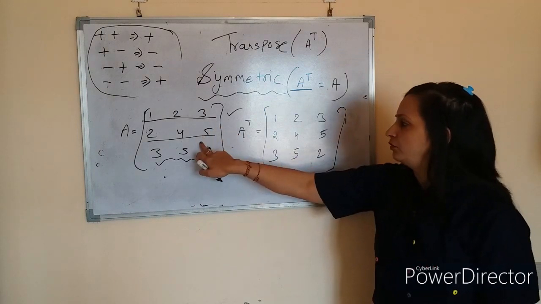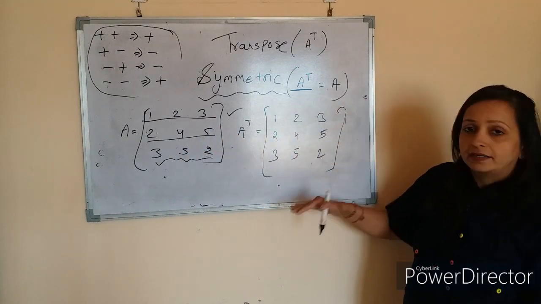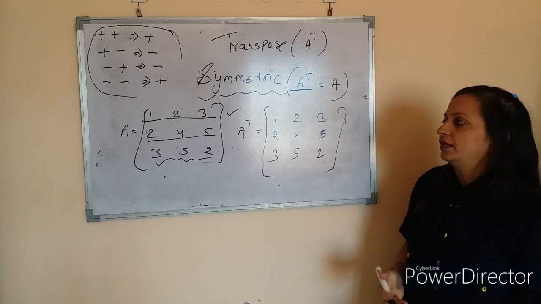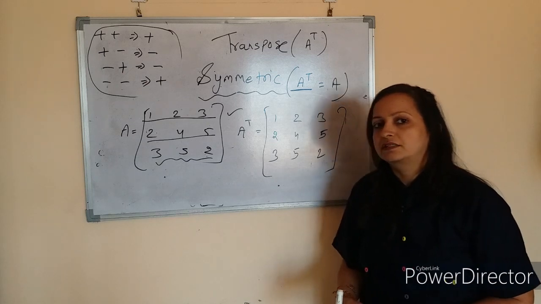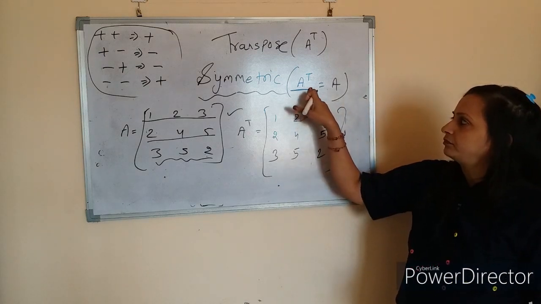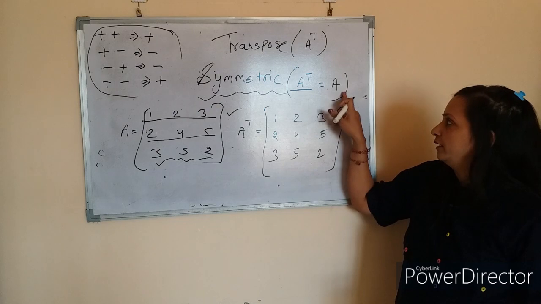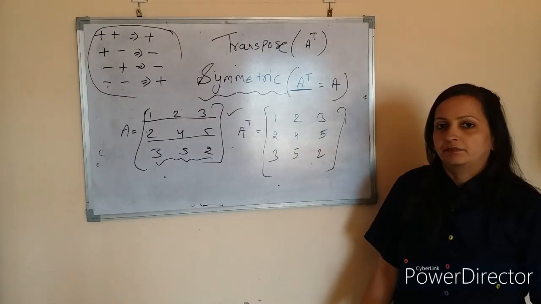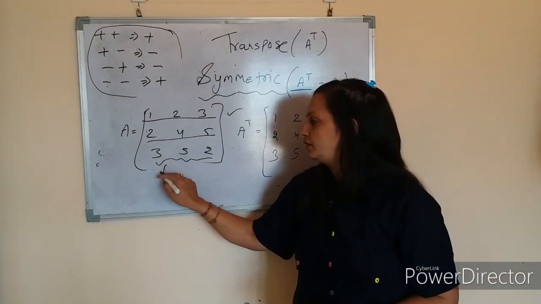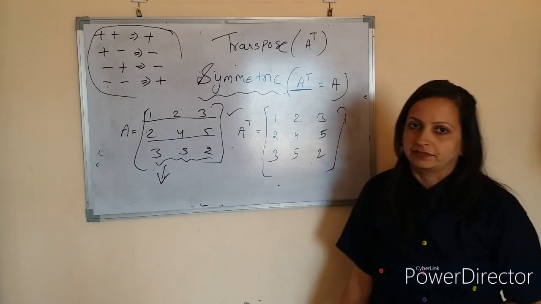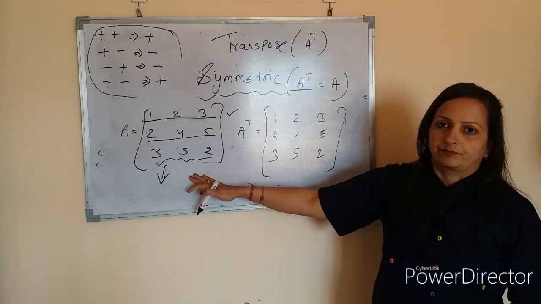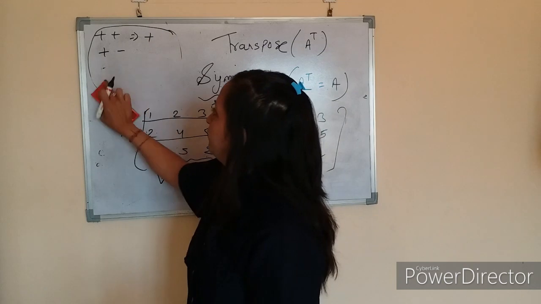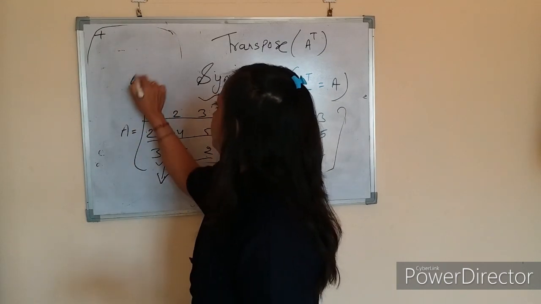But let me look at the matrices. These two matrices are identical, completely the same: 1 2 3, 2 4 5 and 3 5 2. Again I am getting 1 2 3, 2 4 5, 3 5 2. So there are some examples in which, if we transpose a matrix, we get the same matrix again. That type of matrix is called a symmetric matrix. So this is an example of a symmetric matrix. I think symmetric is clear.